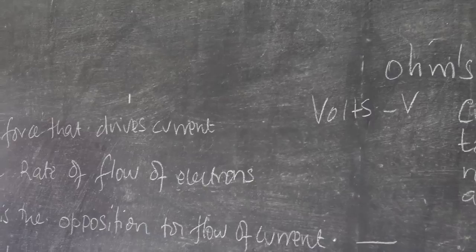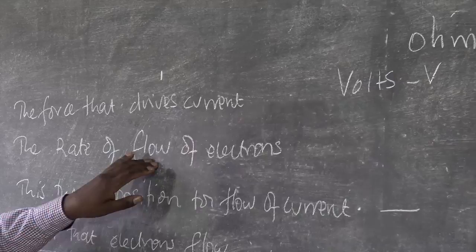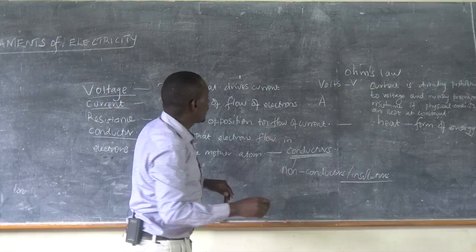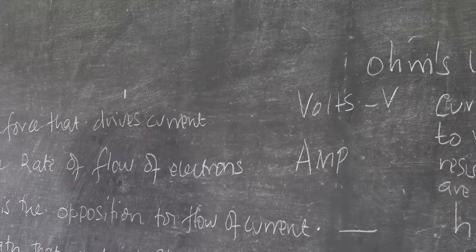The units for current are known as amperes, and it is normally indicated in ampere. Again, ampere is from the person who discovered it. He was called Andre Ampere, and the units are named after him. And the symbol is I.